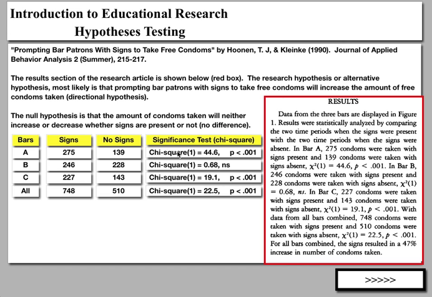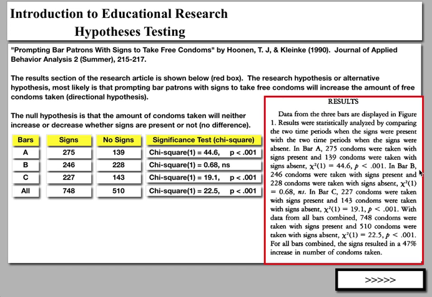The statistic was a chi-square, which is an appropriate statistic for this kind of data. With 1 degree of freedom, this is a statistical thing we won't get into. We don't need to know about that to interpret the results. The chi-square score was 44.6, and we get a probability level of less than 0.001.